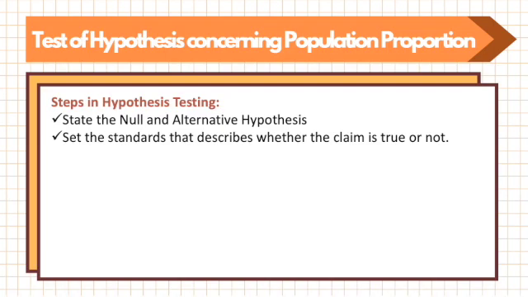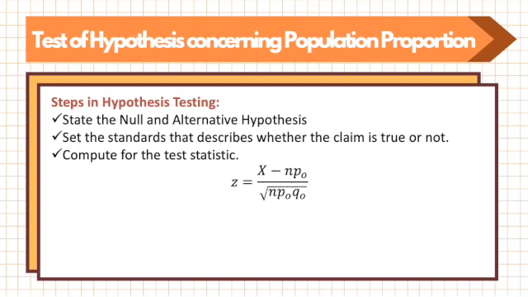For this lesson, we will be using normal approximation through the central limit theorem. To use the normal approximation, the sample size must be large. Hence, we will be using the z-distribution to determine the critical values. After determining the critical values, the next step is to compute for the test statistic. The test statistic will be computed using this formula.